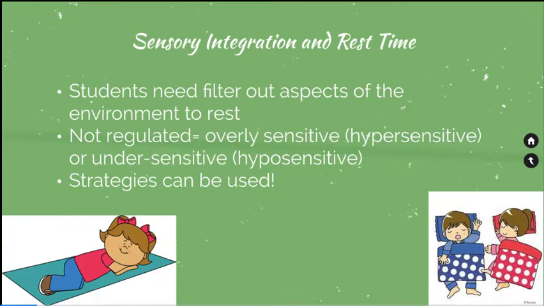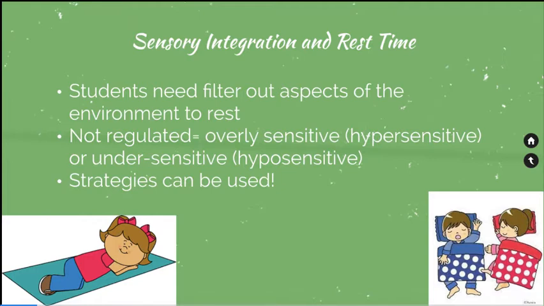As previously mentioned, students need to be able to filter a variety of different senses coming into their brain during rest time in order to calm down, such as smells or light, for example. While this process is natural for many of us, some students have difficulties with this process. Students can be overly sensitive to these environmental aspects, or hypersensitive, and may avoid certain senses. Students can also be underly sensitive, which is called hyposensitive. Students who are hyposensitive need more sensory input for their brain to register it, so they may crave sensory experiences.